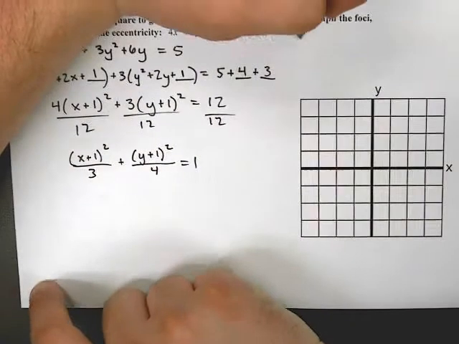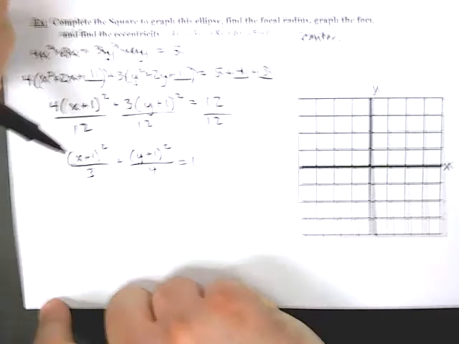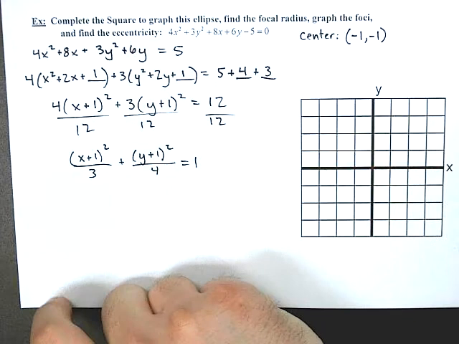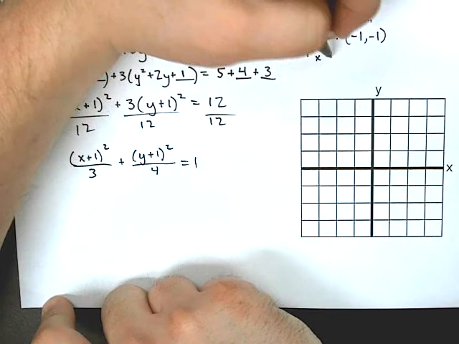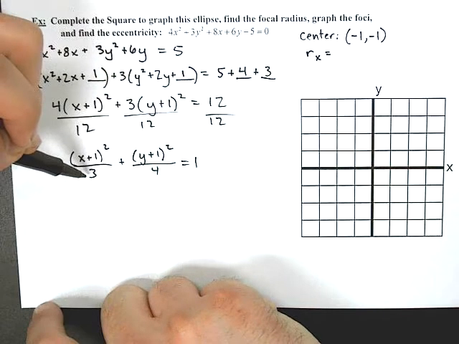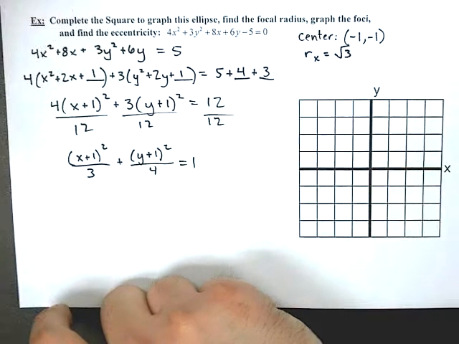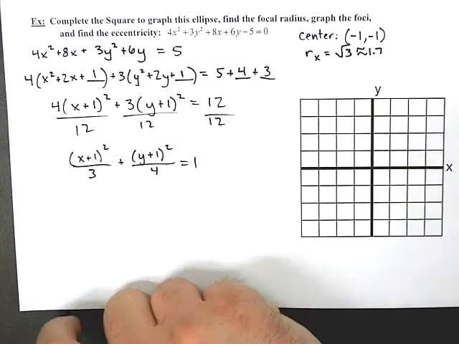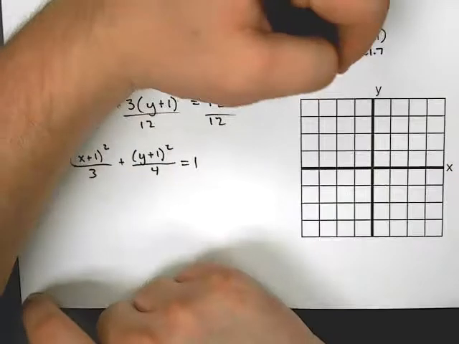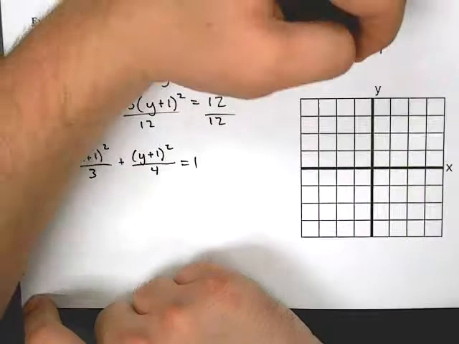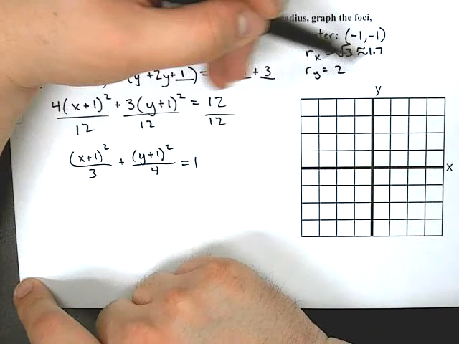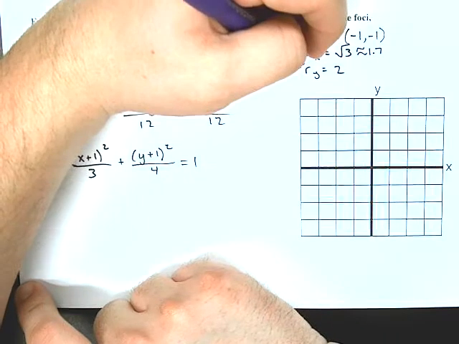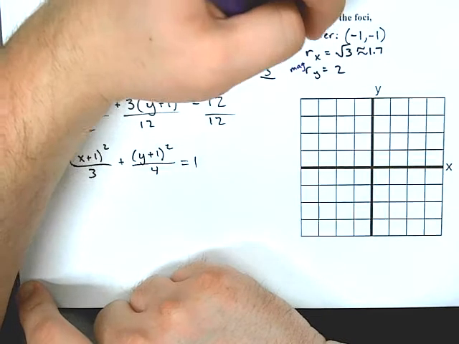Now we can say that the center, well, we see it's plus 1 and plus 1, so we know that our center here is going to be negative 1, negative 1. We know that our r sub x is the square root of this value in the bottom, right? So we have square root 3, which is about 1.7. We'll leave it like that. For graphing purposes, we're going to need it. And then r sub y is 2. Now we can already tell which one's going to be bigger, r sub y. So it's probably a good idea just to kind of remember that this is our major, can't spell, and this is our minor.